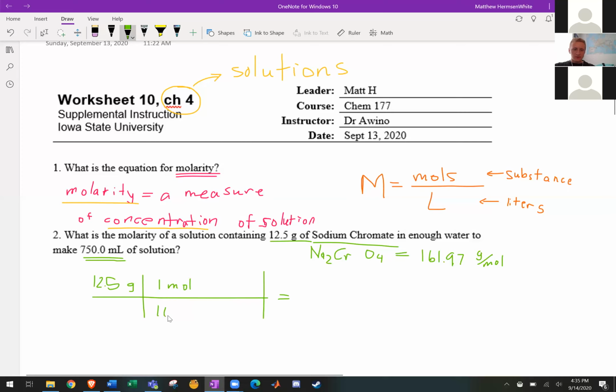So 161.97 grams of sodium chromate. This gives us 12.5 divided by 161.97, which gives 0.07717 moles. It's a 7 there.